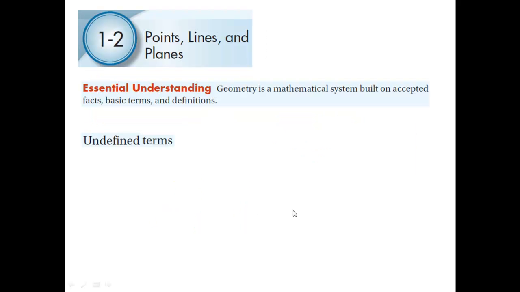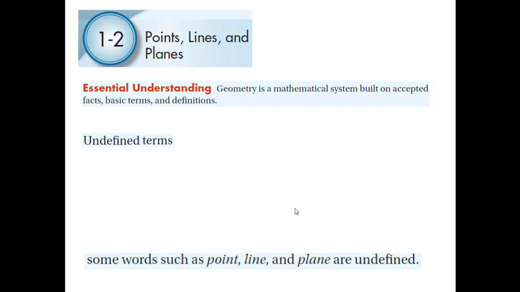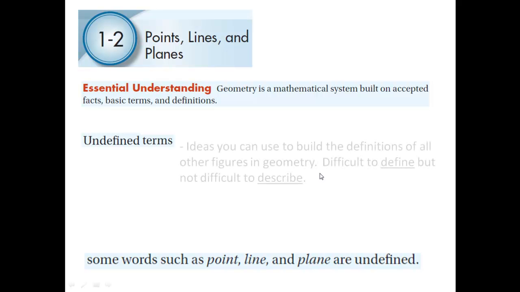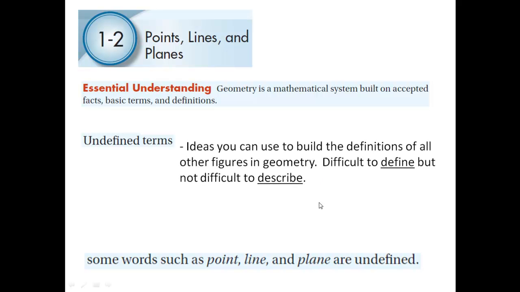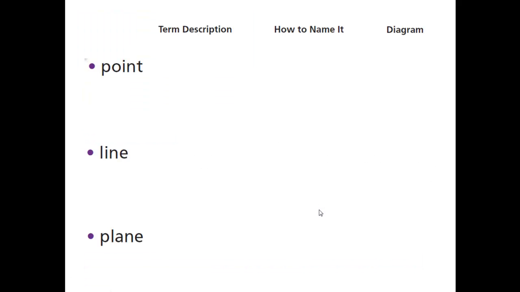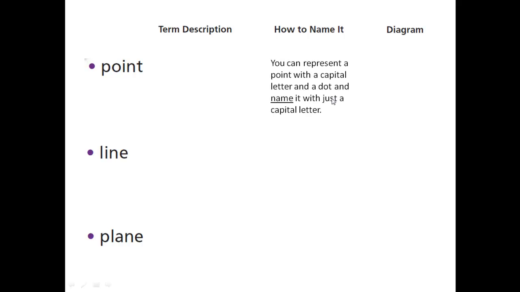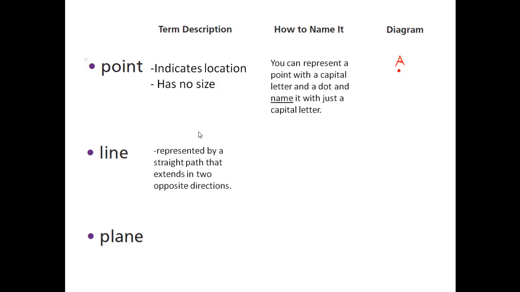These are some of the undefined terms of geometry. They're sort of the basic building blocks in geometry. Undefined terms are things that are very difficult to define, but not too difficult to describe. We can at least get a picture of these things, so we're going to do that. A point, we indicate it with a capital letter. It just tells you where something is. It indicates a location. It doesn't have a size. It just gives a location, and that's all.